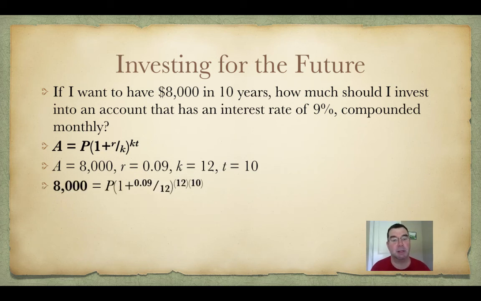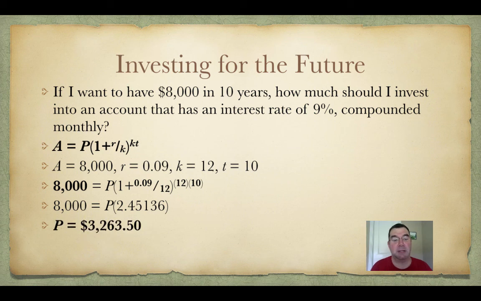So plugging everything into the formula, I get that 8,000 equals P times, and I simplified what I could on the right and got 2.45136. That's probably rounded, so make sure you keep the complete decimal in your calculator if you're using a calculator. So all I need to do is divide the 8,000 by that 2.45136, and I will have solved for P. That gets me $3,263.50. That's how much I need to invest right now if I want to have $8,000 in 10 years, if that's the interest rate, if it's compounded monthly.